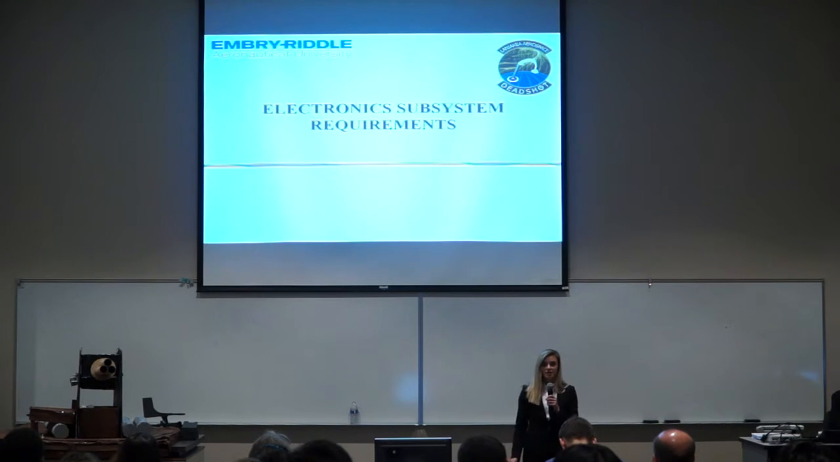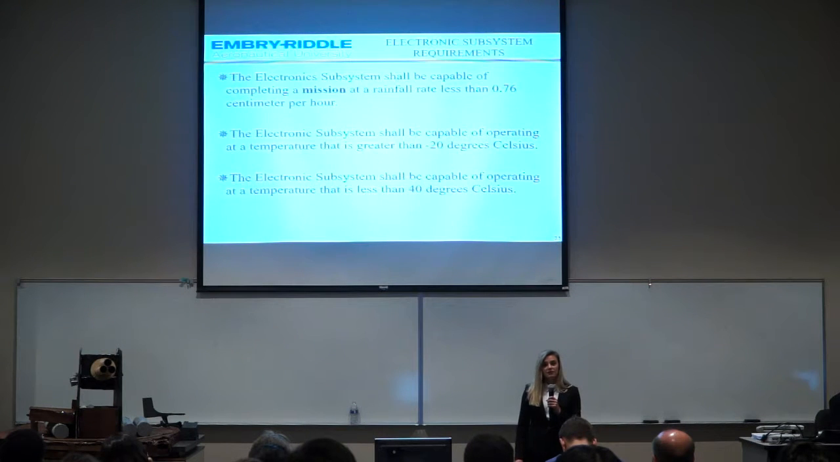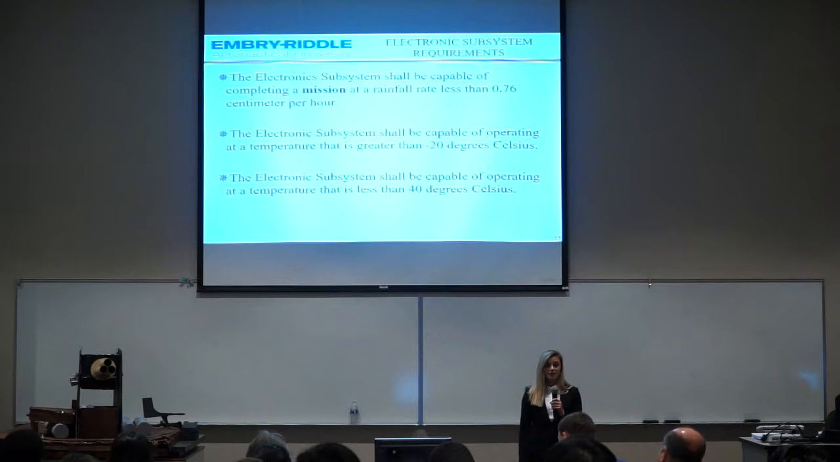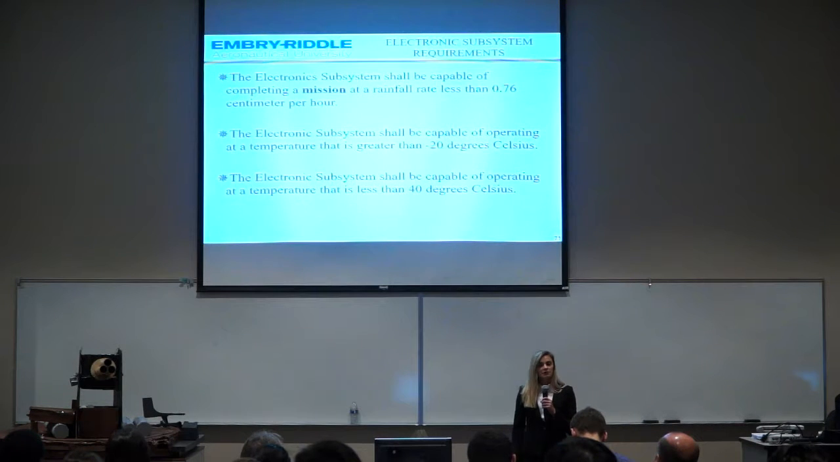Moving on to the electronic subsystem requirements. Our first 3 requirements satisfy that we operate in all weather conditions as per the customer request. The first requirement is that we be able to complete a mission in a rainfall rate less than 0.76 centimeters per hour. This value stems from the American Meteorological Society's definition for moderately rainy, and we went with moderately rainy because higher rainy weather conditions did not have an upper bound.